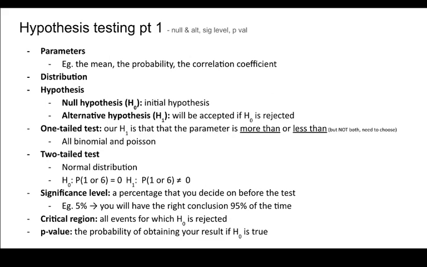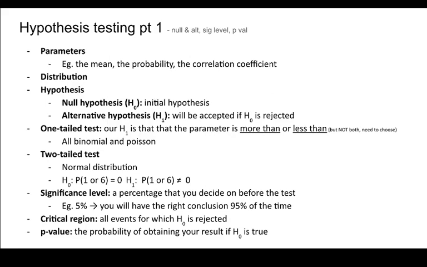And we also have the hypothesis, the null hypothesis and the alternative hypothesis. The null is usually the one hypothesis that we need to falsify when you're doing hypothesis testing. And the alternative hypothesis is the hypothesis we want to test to see if it can be accepted if the null hypothesis is rejected.